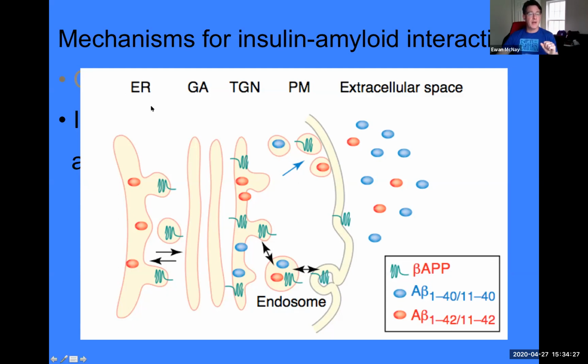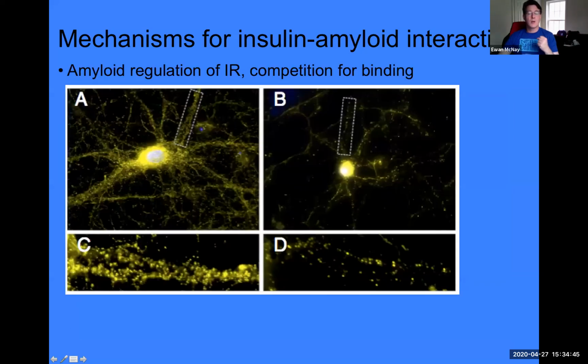As it moves from the endoplasmic reticulum out to the Golgi apparatus, the trans-Golgi network, kicked through the plasma membrane and out of the cell, these A beta fragments, these beta amyloid fragments, that whole process is regulated by insulin. If you have impaired insulin signaling, beta amyloid builds up abnormally within the cell. Conversely, beta amyloid itself binds to insulin receptors.